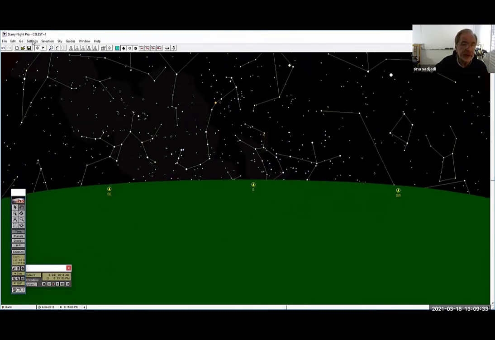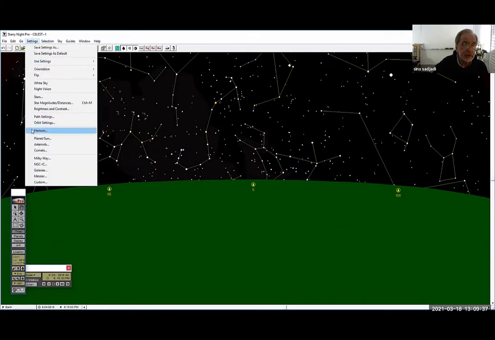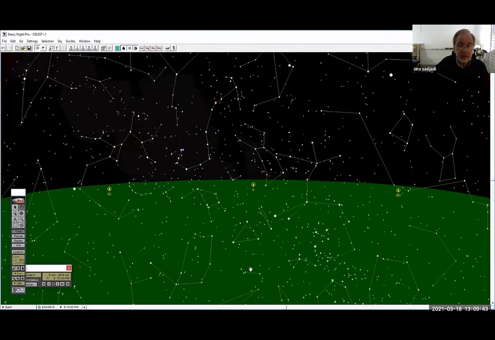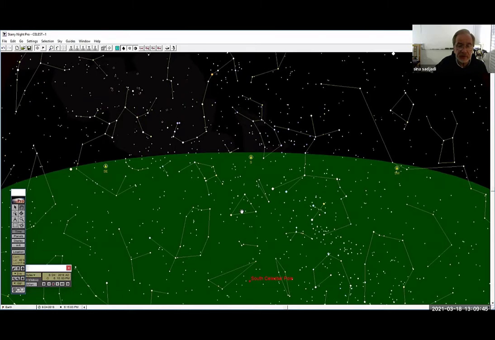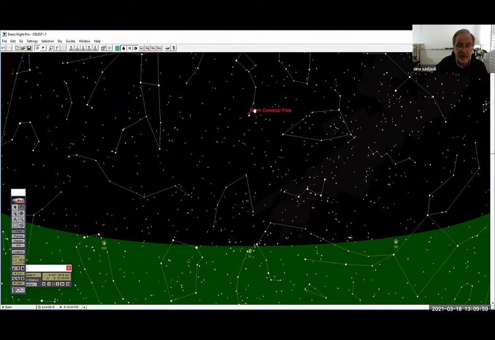I can see below my horizon here in this program. So I'm going to go to horizon, see what's below my horizon, see-through horizon. Okay, there it is. It's 40 degrees below my horizon. So it's just as many degrees below my horizon in the south as the north celestial pole is above my horizon in the north. That's the same exact thing.